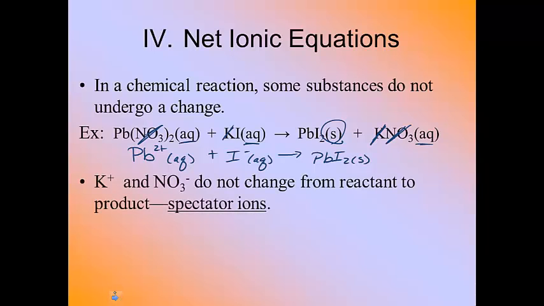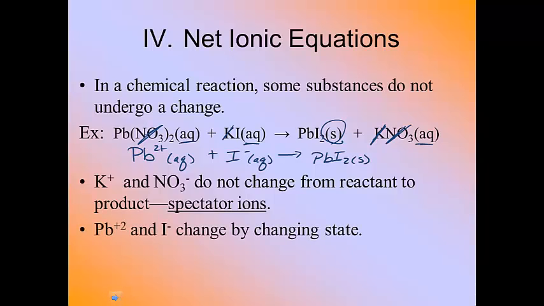Potassium and nitrate are what are called spectator ions. As the name implies, they literally sit there and watch the thing go on. Whether they are there or not does not change the overall outcome of the chemical reaction. I could take potassium and replace it with sodium and still get lead iodide when I was all done. So potassium and nitrate are eliminated from the chemical reaction because they are in no way, shape, or form involved in this chemical reaction. They are spectators. Because the lead and iodide change state, we write them.